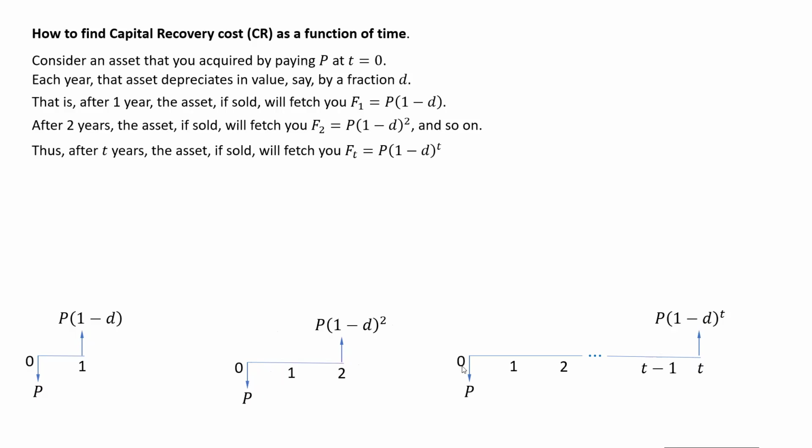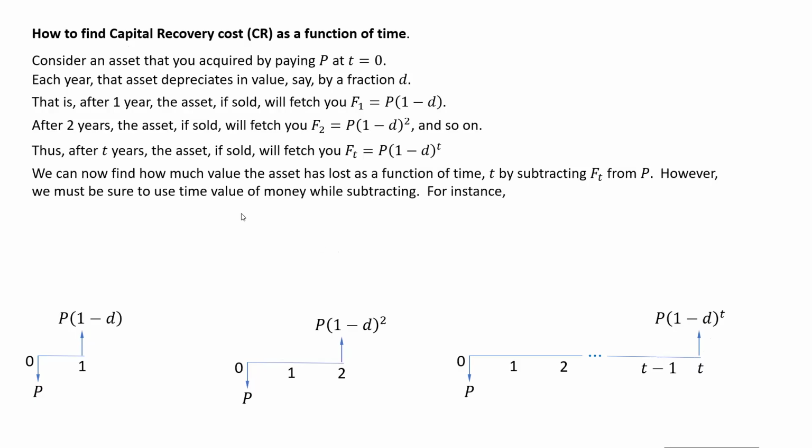Similarly, if we are talking about a general scenario like this, we will push this P all the way to t by saying P times (1 plus i) raised to t is its value at time equals t, and then we'll subtract P times (1 minus d) to the t from that, and then we smear it over t years. If you do that smearing and find a cost in that way, that is what is called a capital recovery cost.